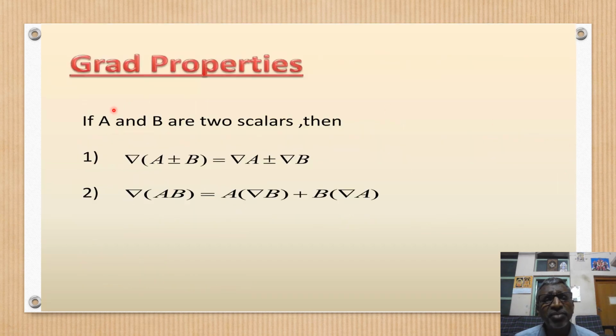Now some properties of gradient. If a and b are two scalars, then del of (a ± b) equals del a ± del b, and del (ab) equals a into del of b plus b into del of a. It is something like differentiation of addition and subtraction and differentiation of a product. So this is similar to the product rule in differentiation.